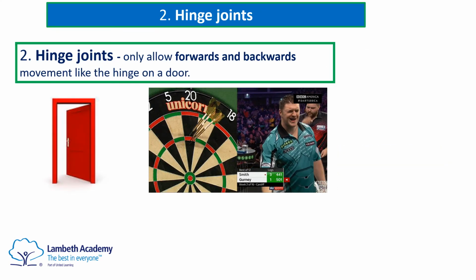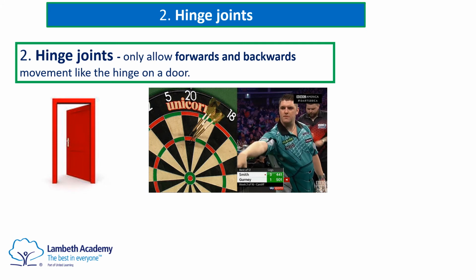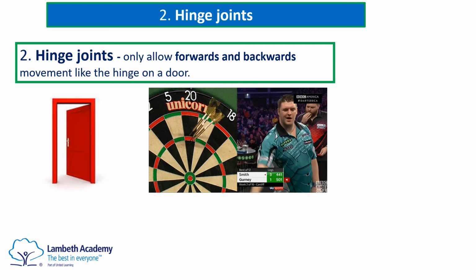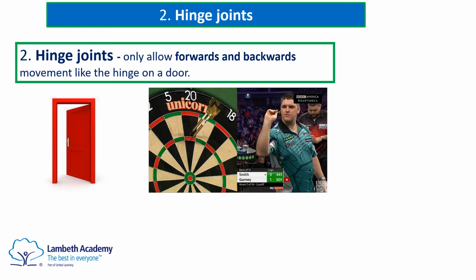The second type of joint we'll be looking at is a hinge joint. Now a hinge joint is very, very easy and very simple. It only allows forwards and backwards movement, very much like a hinge on a door. So in the same way, a door can only open and close, that's exactly the same as what our hinge joints can do. So please get that example written down now. Then we will move on to looking at where we can find hinge joints in the body.